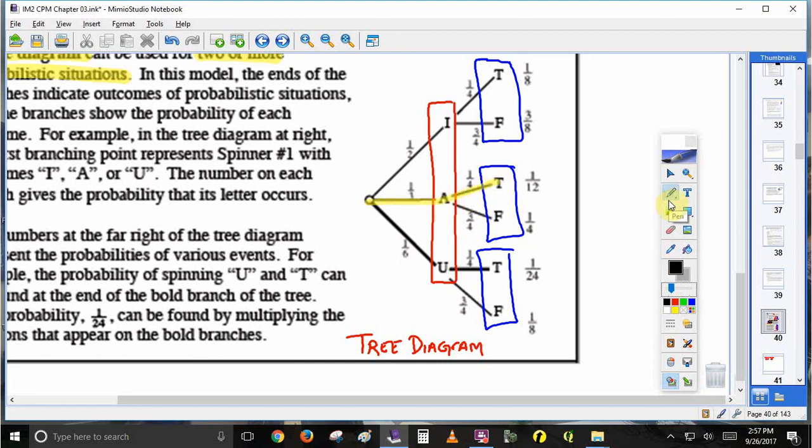So going back to the spinners, we already calculated it. The probability of getting an A was 1/3. The probability of getting a T was 1/4. So we multiply 1/3 times 1/4, and we get 1/12. If you want to go down the other branches, the I had a 1/2 chance of occurring. The U had a 1/6 chance of occurring. So I put the probabilities for those first spinners on the first branches, and the probabilities for the second spinner on these branches. So 1/4, 3/4, 1/4, 3/4, 1/4.